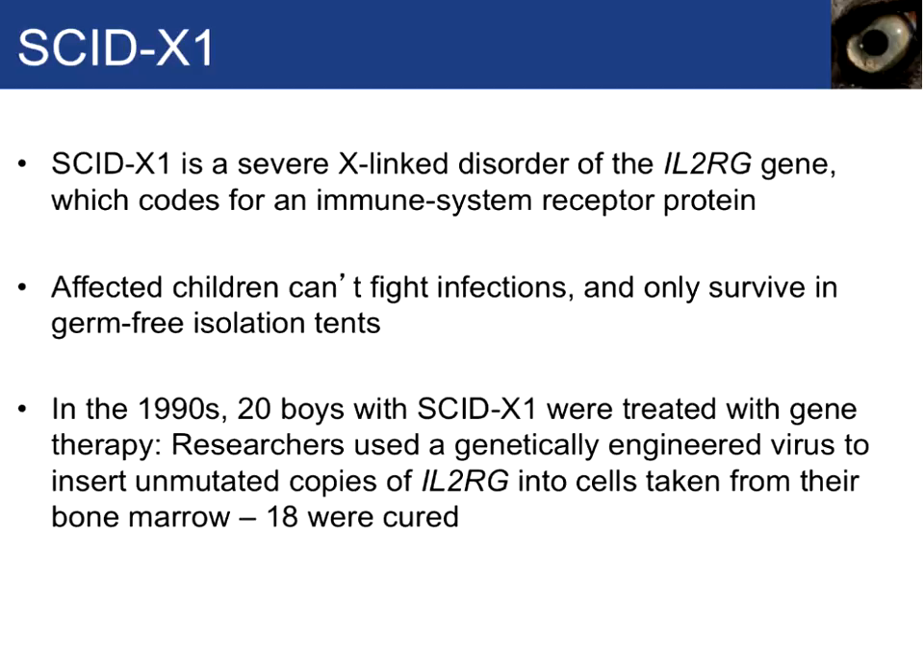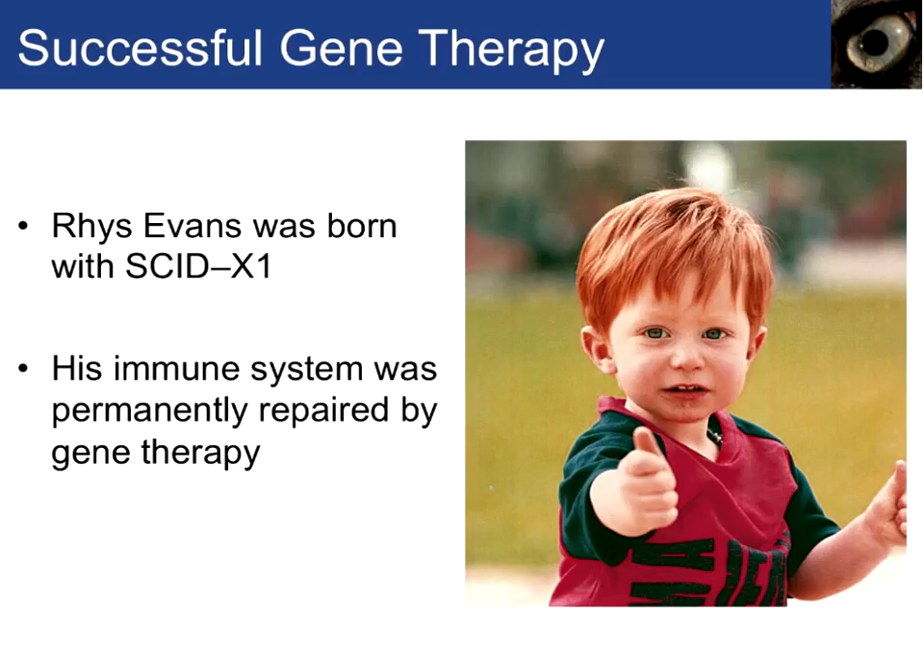So in the 1990s, 20 boys with SCID-X1 were treated with gene therapy. Researchers used a genetically engineered virus to insert unmutated copies of IL-2RG into cells taken from the bone marrow. So 18 of the boys were cured. The boy in the photo, Rhys Evans, was born with SCID-X1, but his immune system has been permanently repaired by the gene therapy that was performed.